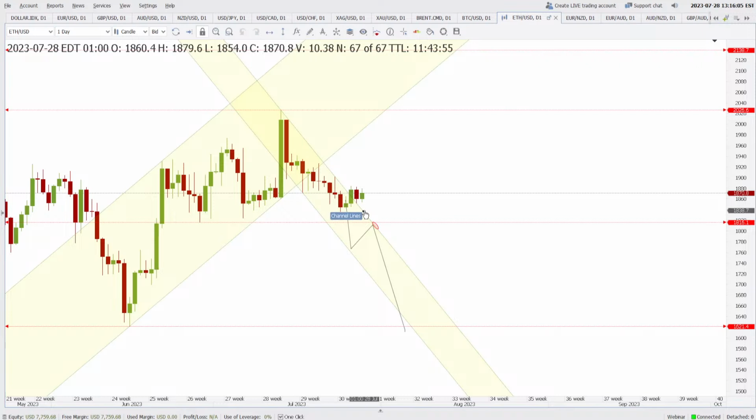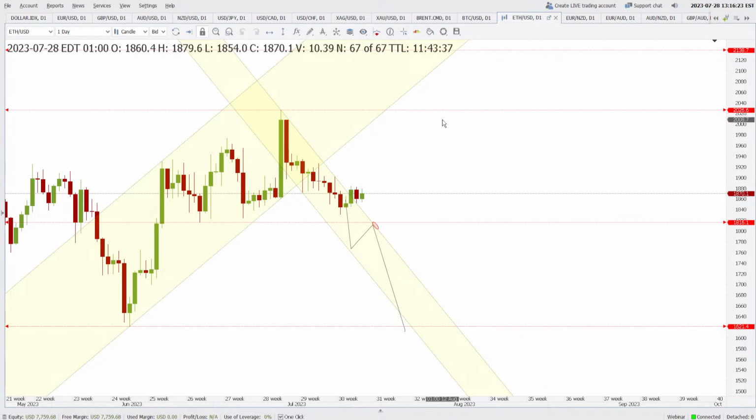Ethereum, something has changed. Yes, the day before yesterday there was a close above this counter trending channel, and it is actually moving against the Bitcoin. Bitcoin is going down, it is going up. Bitcoin is breaking the support area, Ethereum is breaking the resistance area, so this is good for the Ethereum.